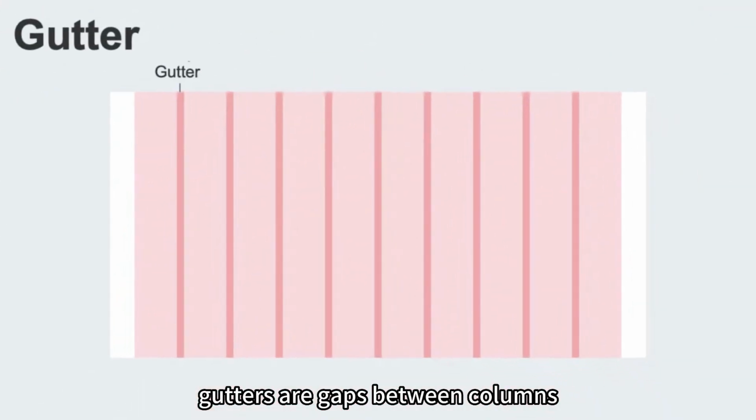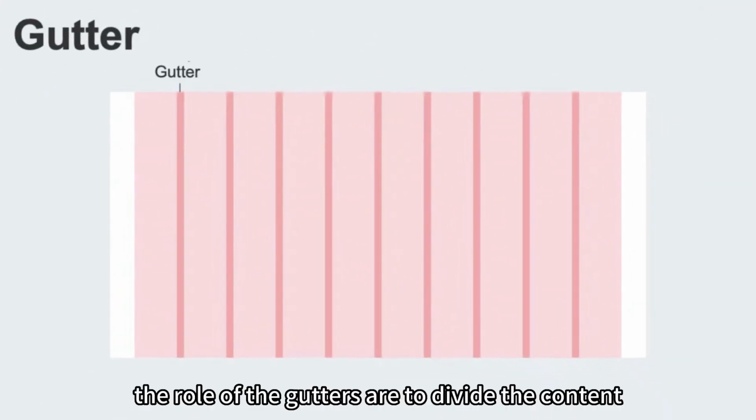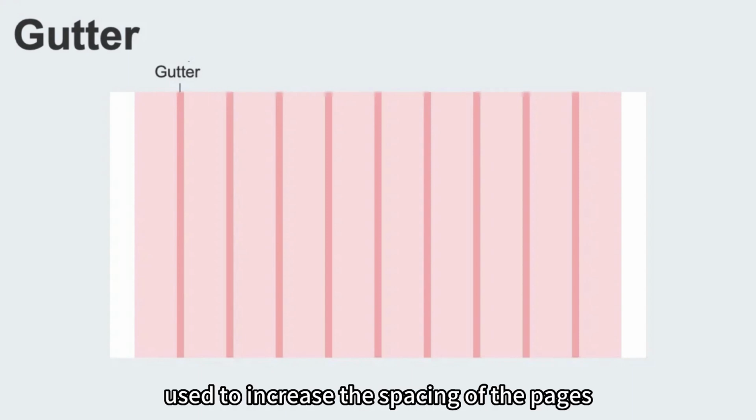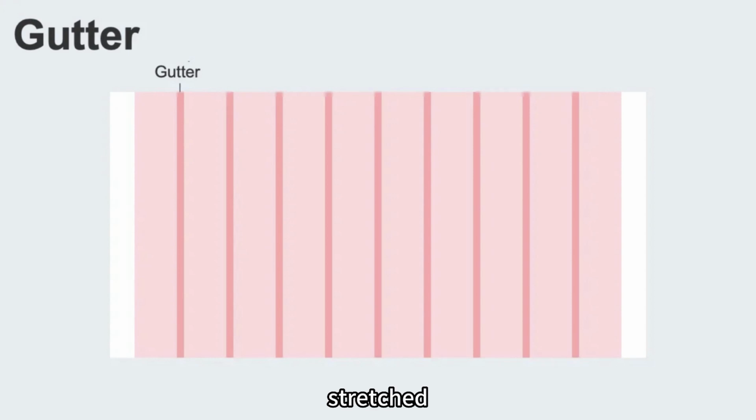Gutters are gaps between columns. The role of the gutters is to divide the content of each module vertically. Wider gutters are more suitable for larger screen devices. The wider gutters can be used to increase the spacing of the pages, so that the page information can be displayed more stretched.